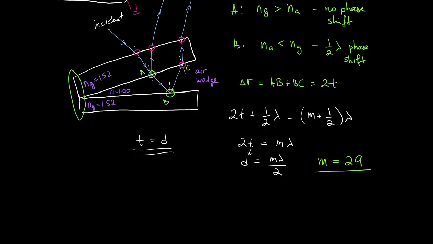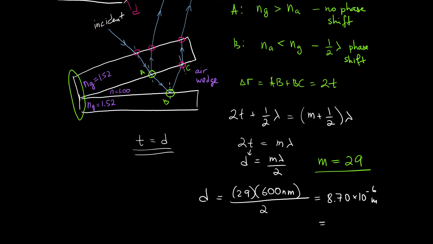Now we can in fact plug in the numbers and solve for d. So d equals 29 times 600 nanometers. I don't even bother to convert this because my answer could be in nanometers or even less. And punch this into a calculator, you'll get 8.70 times 10 to the negative 6 meters, which is 8.7 micrometers. It's like a hair-like wire.